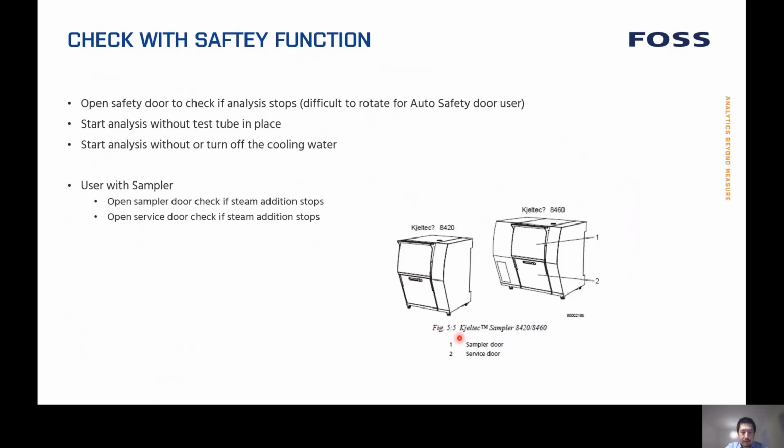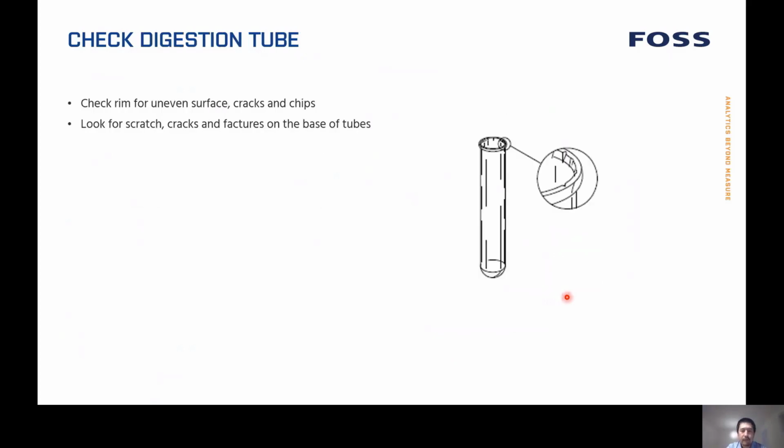Also, you have to check the exemplar door and the surface door. If you open these two doors during the analysis, the instrument will stop. This is another safety feature to ensure protection for the operator.